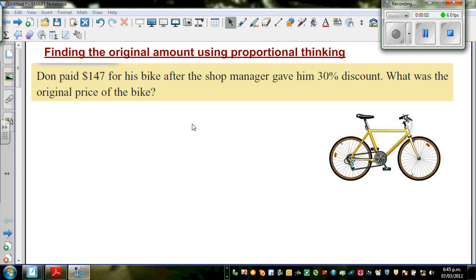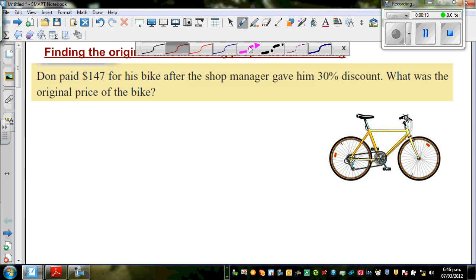Don paid $147 for his bike after the shop manager gave him a 30% discount. What was the original price of the bike? So let's read this and try to understand it.